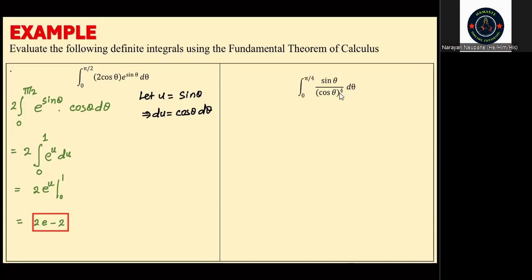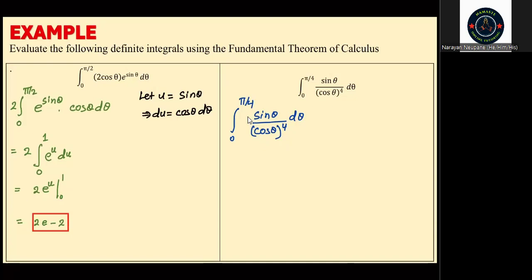Okay, now let's look at this one. So here we have 0 up to pi over 4, sine theta over cosine theta raised to 4 d theta. You can clearly see that the denominator is a composite function, cosine to the power of 4. The inside function is cosine. And if you think of the derivative of the inside function, the derivative of cosine is a negative sign, but there is only sine.